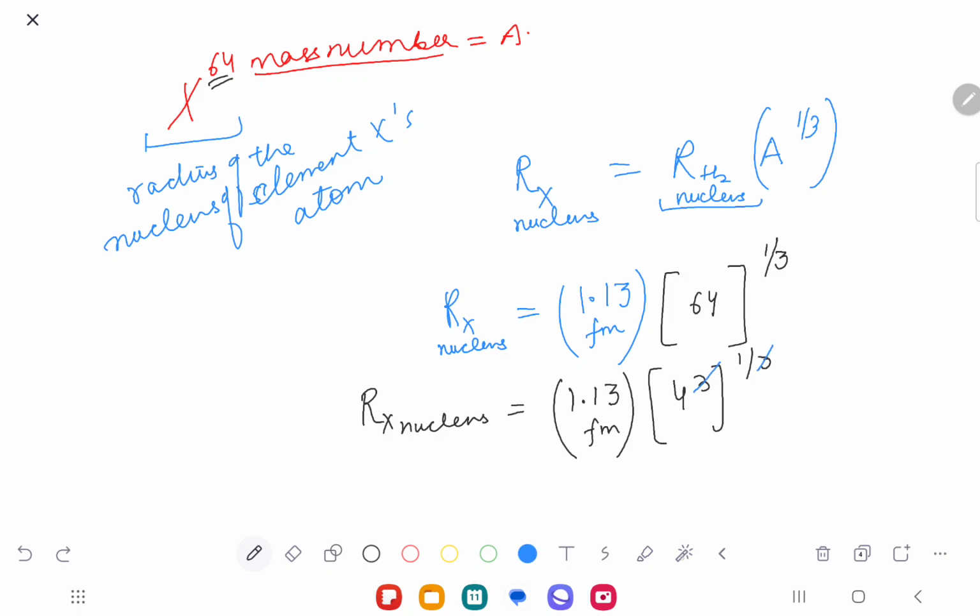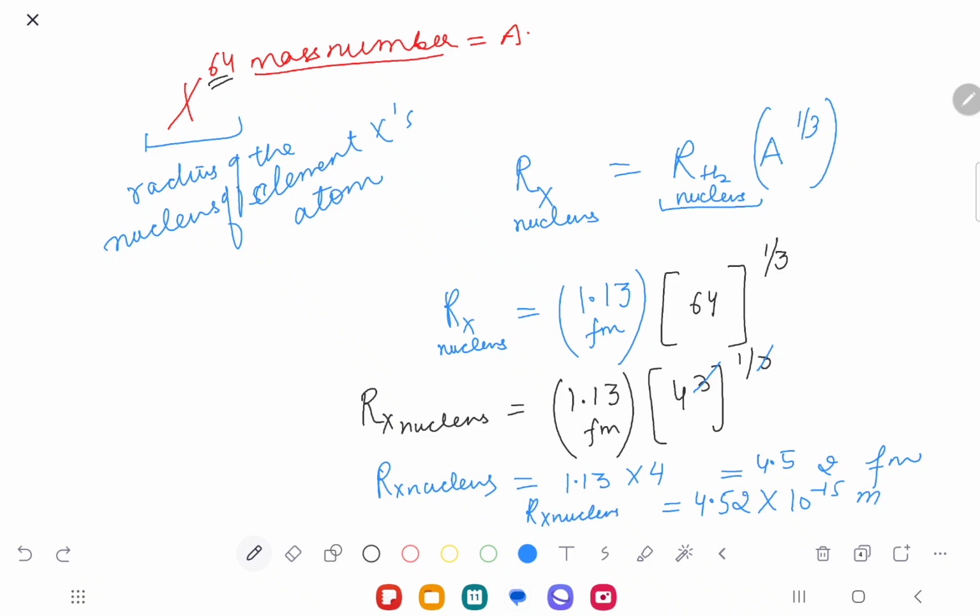So I am taking specifically those answers where you can cancel cubes, and only these kinds of questions will come up. So it shall be 1.13 into 4. That shall be the radius of X nucleus. If you multiply, you get 4.52 Fermi. So that shall be 4.52 into 10 raised to power minus 15 meters. That shall be the radius of X nucleus, right, Aditi?